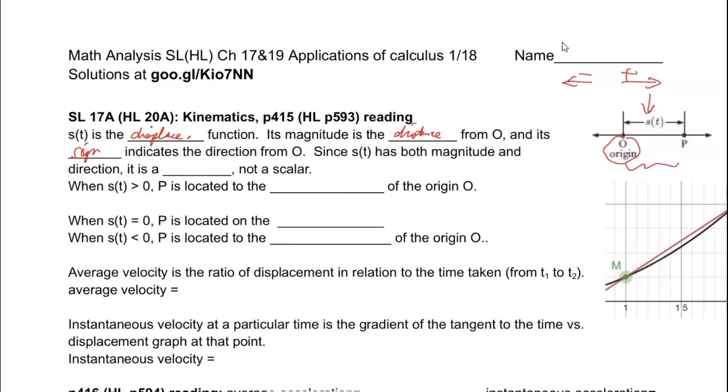Since S of t has both magnitude and direction, it is a vector, not a scalar. When S of t is greater than 0, p is located to the right of the origin. When S of t equals 0, p is located on the origin. And when S of t is less than 0, or negative, p is located to the left of the origin.